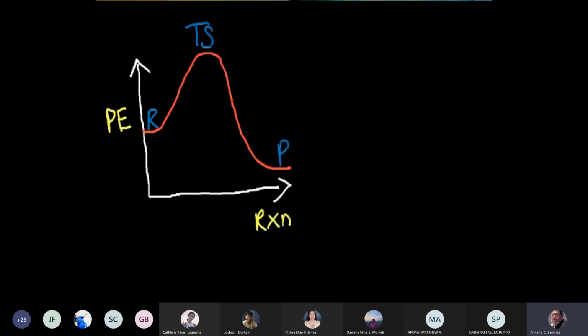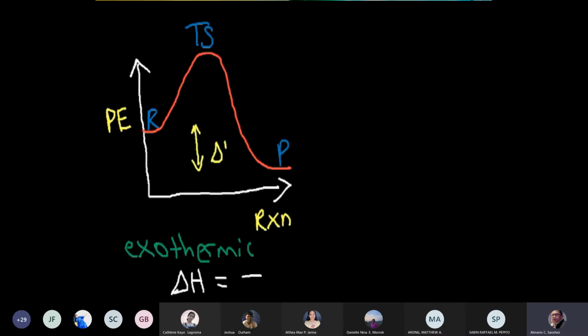So notice that the products have less energy than the reactants. Whenever you see that, this reaction is considered to be an exothermic reaction. Exo means like outside. Exothermic means that heat is released out of the system into the surroundings. So whenever heat is released, the enthalpy of the reaction is negative. As you can see, the enthalpy is the difference between the potential energy of the products and the reactants.